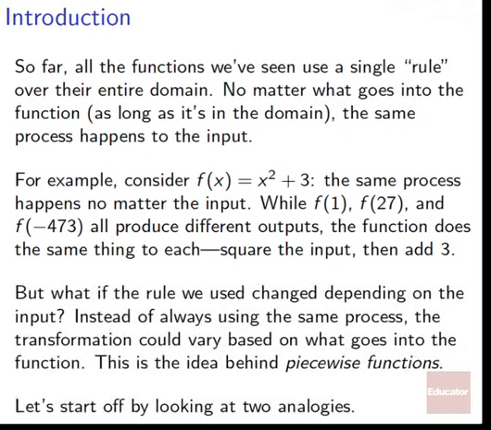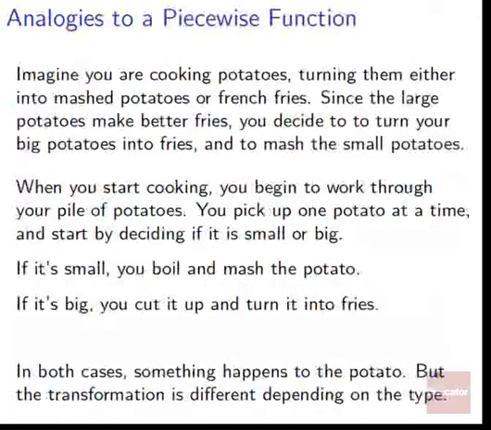What if the rule wasn't always the same, though? What if the rule we used, the process we used, changed depending on the input? Instead of always using the same process, the transformation could vary based on what goes into the function. This is the idea behind piecewise functions, functions that do different things over different pieces of their domain. Let's start off by looking at two analogies to get this idea really into our heads.